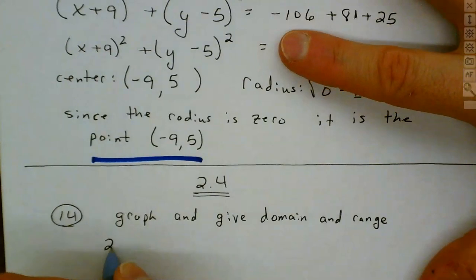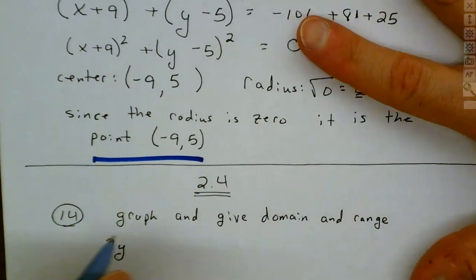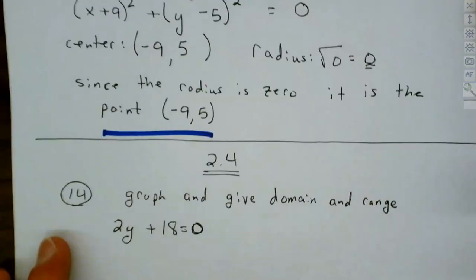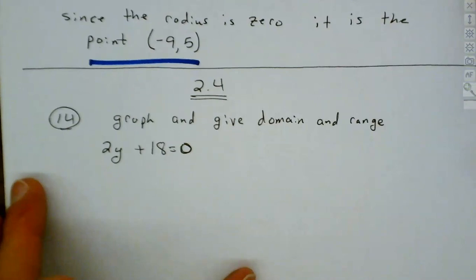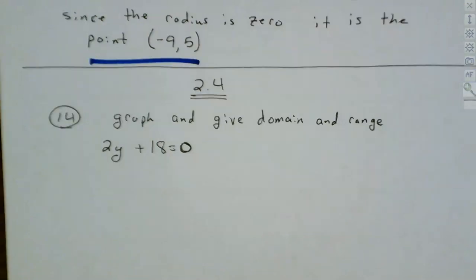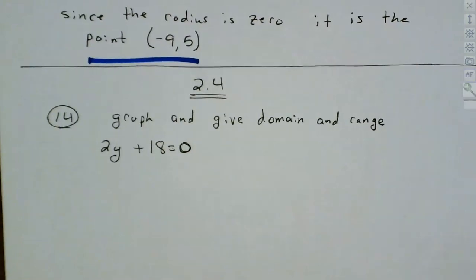And so what we've got is 2y plus 18 equals 0. Okay, so I want to graph this line. Now, if we want to graph a line, what do we have to solve for? We try to solve for the variable what? y. So let's take this and solve it for the variable y, and then we'll graph it.